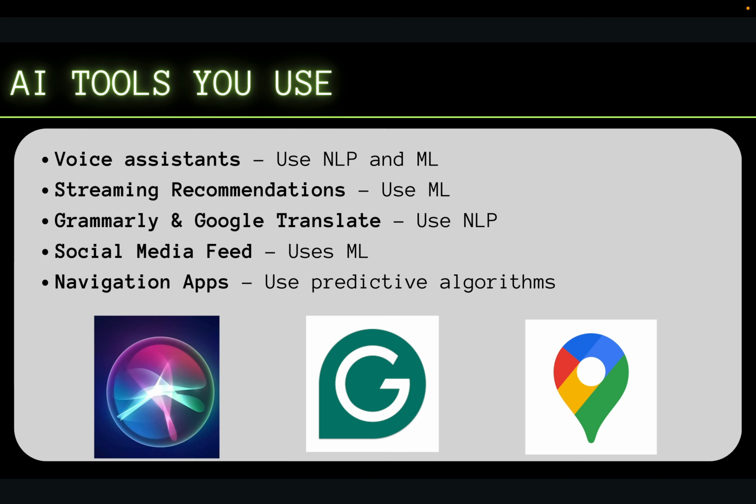It's learning what you enter. It's learning things you like, things you don't like, so it can provide a better experience to you. And lastly, your navigation systems. These actually use AI to create predictive algorithms.